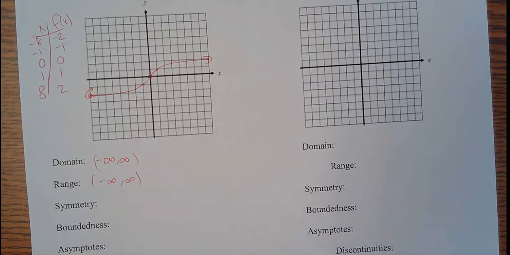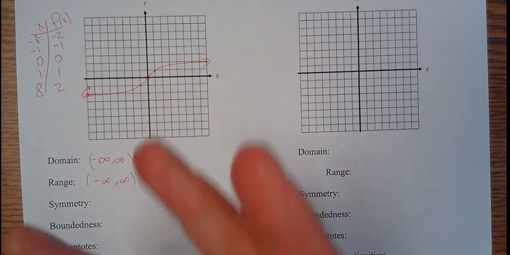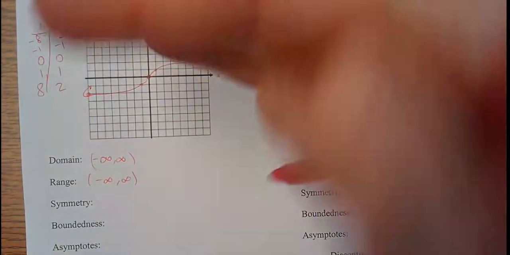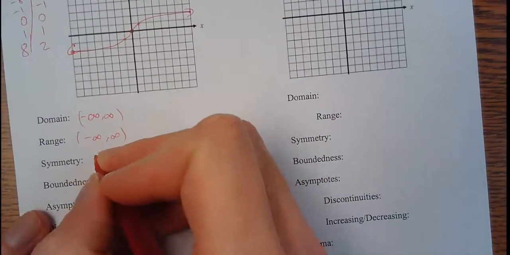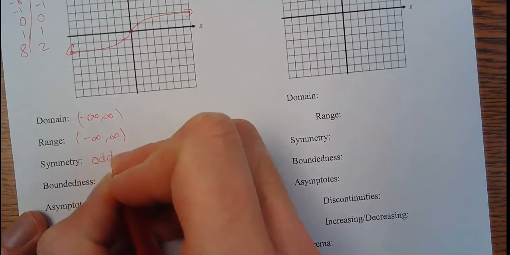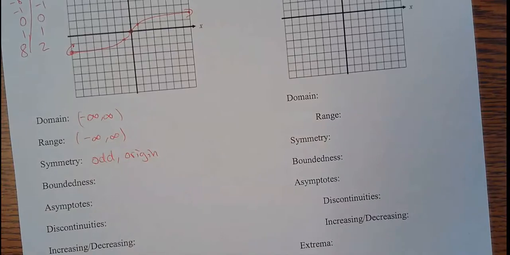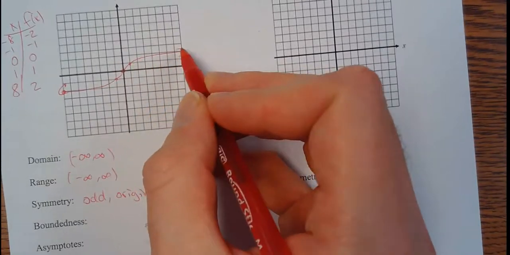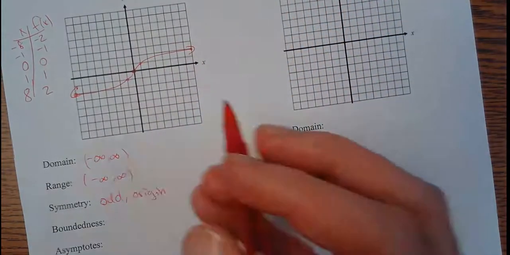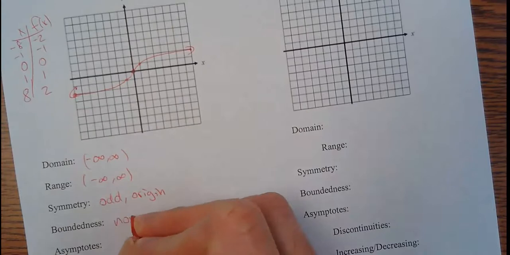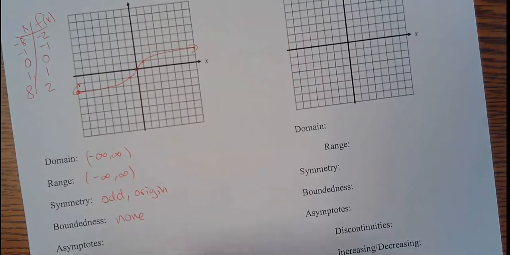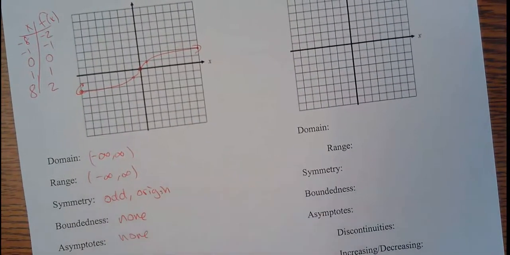The symmetry, what kind of symmetry does this have? Remember, it's not about the y-axis, it's not about the x-axis, but if I rotate this 180 degrees, I get the exact same function. So this is about the origin. So we could say odd or origin, which kind of mean the same thing. Boundness, does anything bound this from above? It looks like it's flattening out, but it does keep going up forever. So nothing from above, nothing from below, so there is none. Any asymptotes? None. There's no lines that this has to follow.